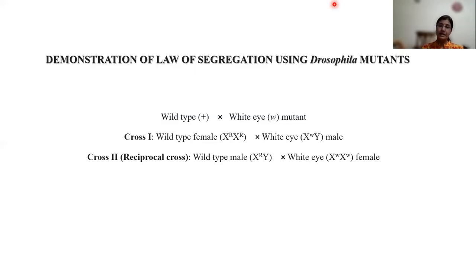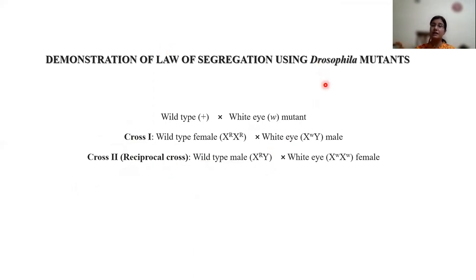Now, another example is if the genes lie on sex chromosome, that is, if the genes are X-linked. So can we also demonstrate the law of segregation using the Drosophila mutants? Yes, we can. We have to perform the crosses in the similar way. We have to take a wild-type phenotype in any of the parent, and we also have to take a mutant phenotype. So we are going to put two crosses. One would be the main cross and one would be the reciprocal cross. In the first cross, we are going to take the wild type phenotype in females. In the reciprocal cross, we are going to take wild type phenotype in the males.